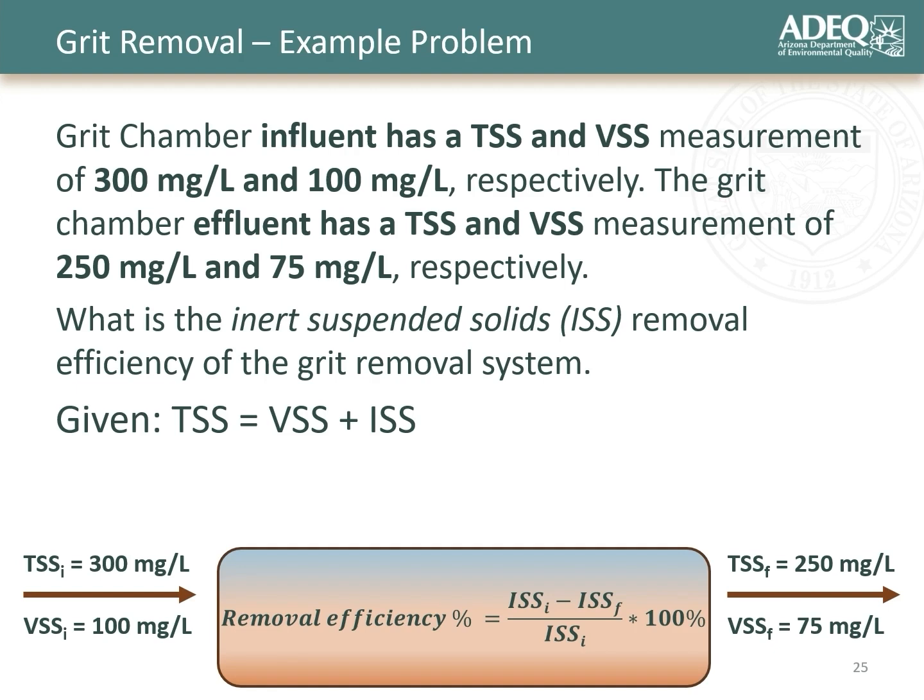So in this example, we're going to be looking at a grit chamber and looking at inert suspended solids removal efficiency across what comes in and goes out of a grit chamber system. Now, most of the time, wastewater treatment plants will just evaluate the system based on how much grit is produced, which is not a bad way to do it. But I would propose that looking at the ISS removal across your grit system is a more direct way to measure the performance of the system.